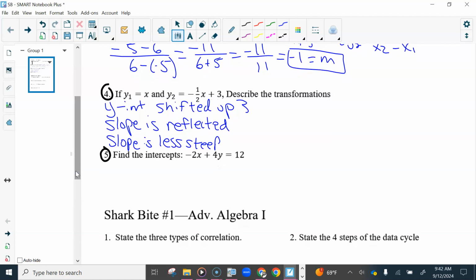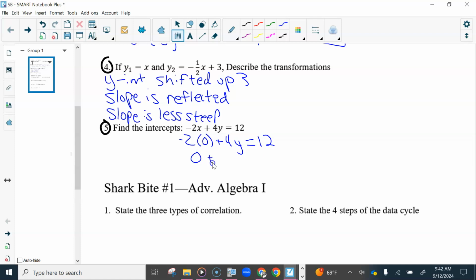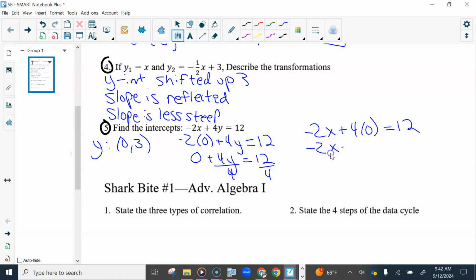And then number 5, find the intercepts, where if you're solving, you could put 0 in for one of the variables and solve for the other variable. So that y is 0, 3. And then the other, I would do the same thing, but put 0 in for y. And solve for x. So that x is -6.